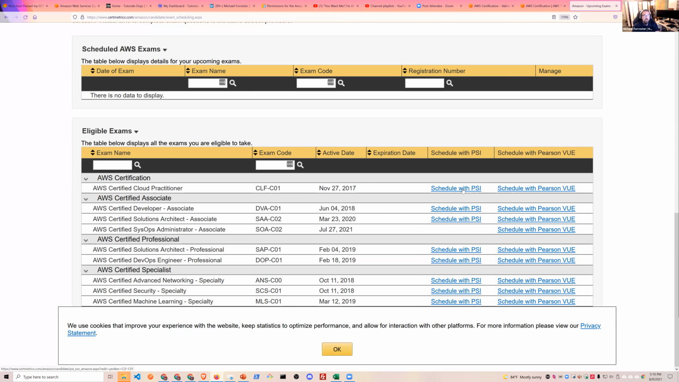PSI actually didn't have online until just recently, but sorry, I'm just taking a look. If you click on the Pearson VUE exam at the Cloud Practitioner line, which is what I just did, it's actually going to then log you into the Pearson VUE system. So we're definitely in inception mode at this point because we logged into AWS, then we logged into CertMetrics, and then we logged into Pearson VUE. So we're three dreams in at this point.